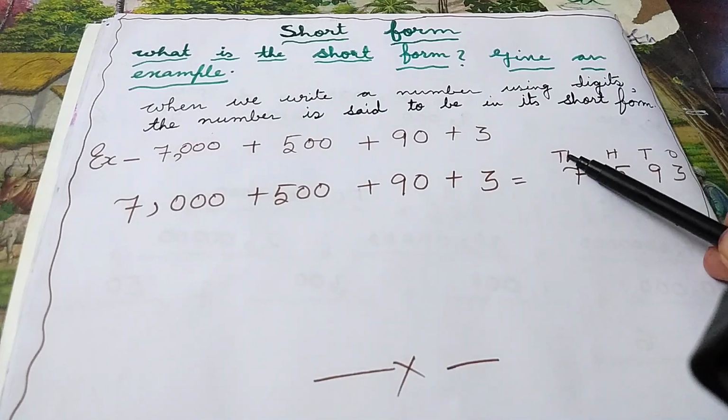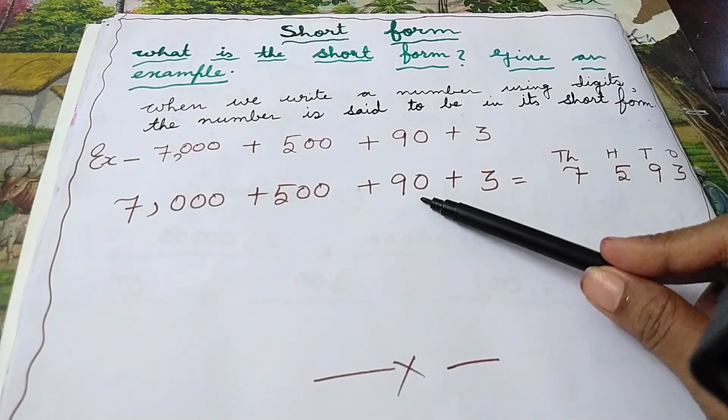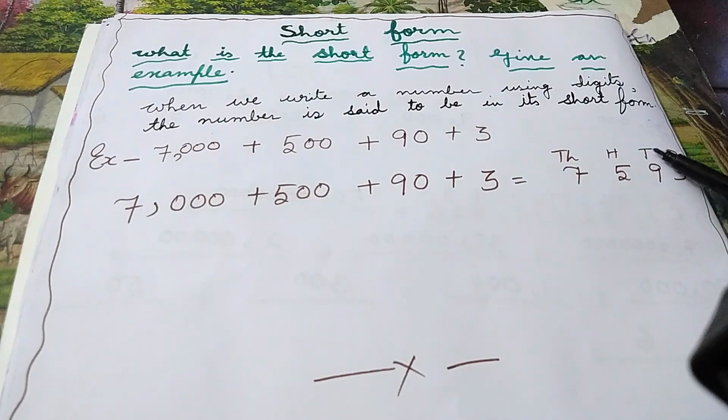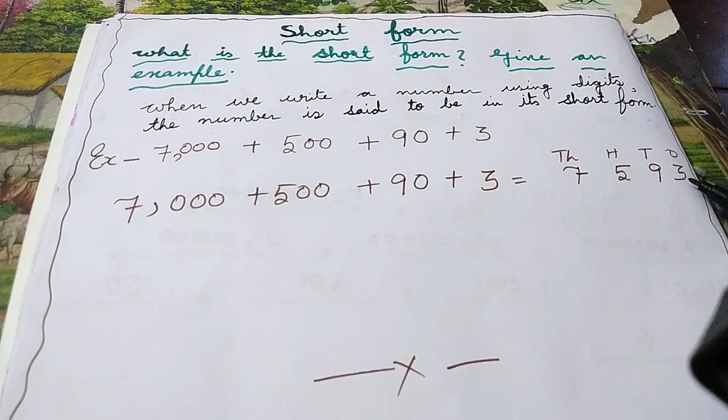In thousands place, write 7. Then 500. In hundreds place, write 5. Then 90 comes. In tens place, write 9. Okay, 3. In ones place, write 3.